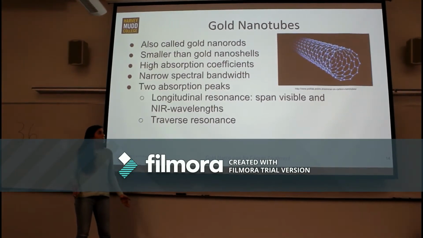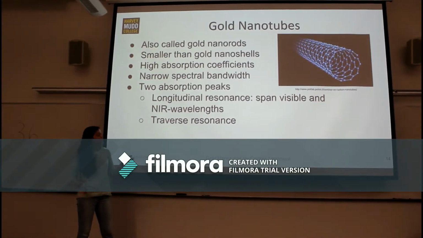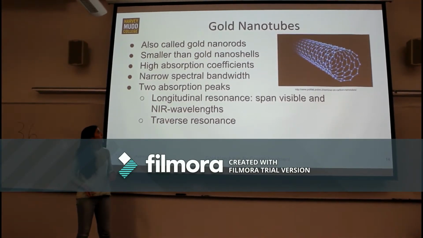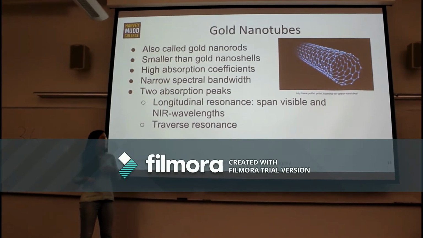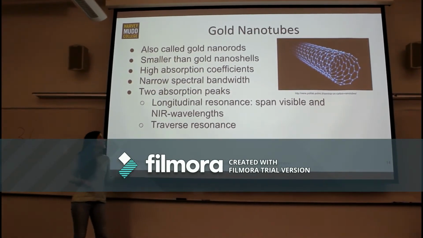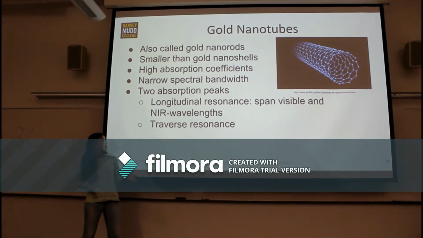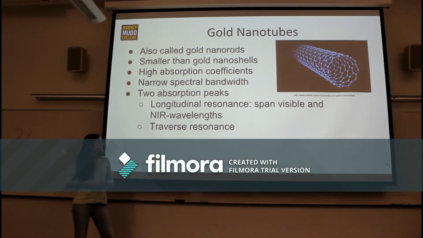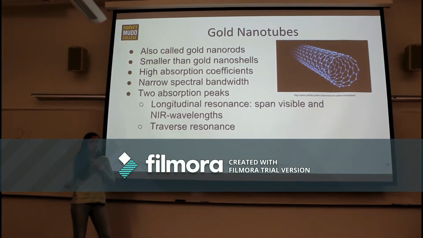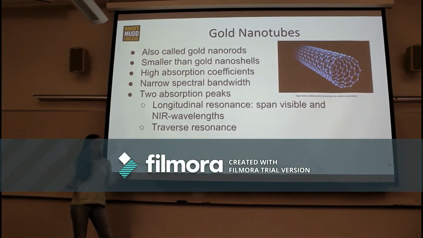Then we have gold nanotubes. So gold nanotubes are also called gold nanorods. They're generally smaller than gold nanoshells, and they have higher absorption coefficients, as well as narrow spectral bandwidth. So you can break down their absorption peaks into two, which is longitudinal resonance and transverse resonance.